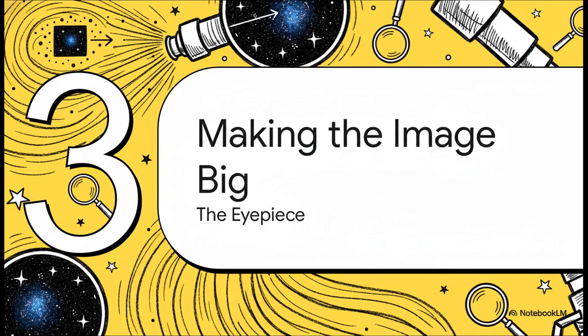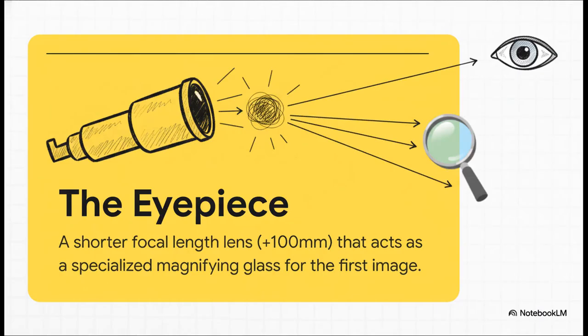And that brings us to the second hero of our story. And that is the eyepiece. It's another lens, but this one's different. It has a much shorter focal length. In this example, about 100 millimeters. You can basically think of it as a super powerful precision-engineered magnifying glass. Its entire job is to take that tiny little image from the objective lens and just blow it up so our eye can see all the detail.